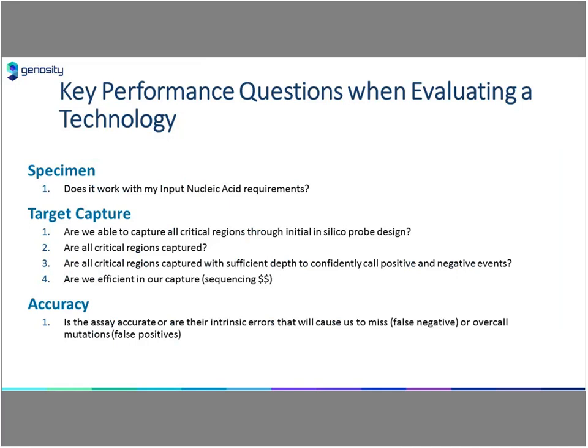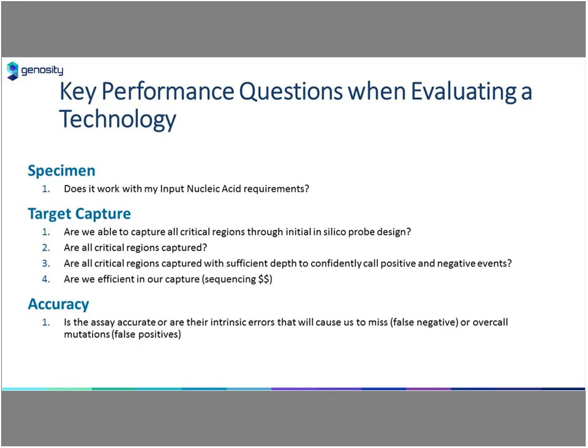And then once we've got the chemistry, do all of those regions actually capture? And if they do capture, are they captured to sufficient depth to be able to confidently call positive and negative events? And then are we efficient with this process? So we may have a technology that captures all of our regions, gives us enough depth, but if we've got significant off-target or other challenging aspects, the cost of sequencing might be too high.